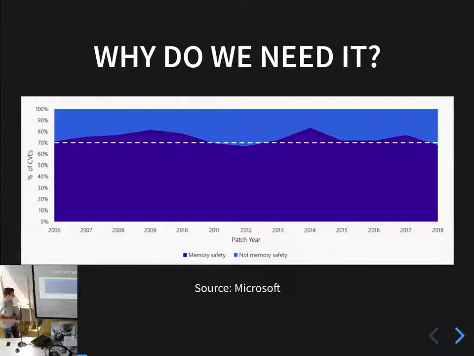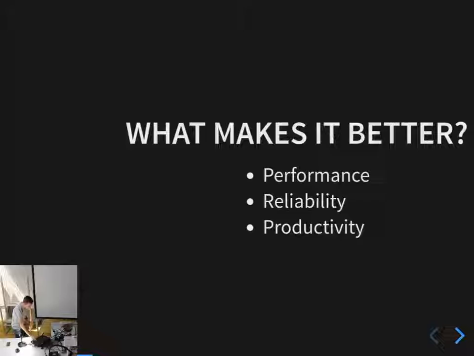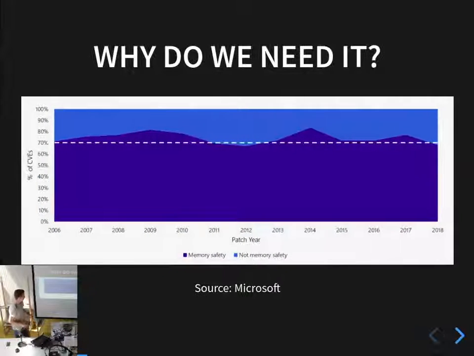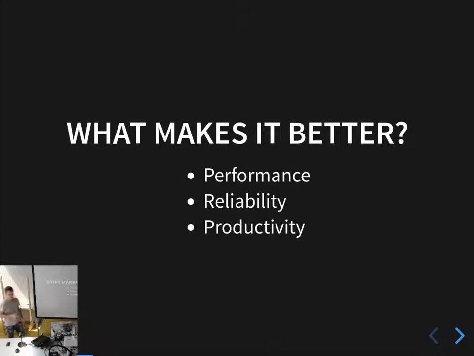And the rest, the other 30, are just non-memory safety, for example, logical bugs or something. But that's already quite a lot. And with Rust, we can basically take those memory safety errors and get rid of them. Because the Rust compiler, we'll get to that later, already ensures that these memory safety bugs cannot happen at compile time. So let's take a look what makes Rust better.